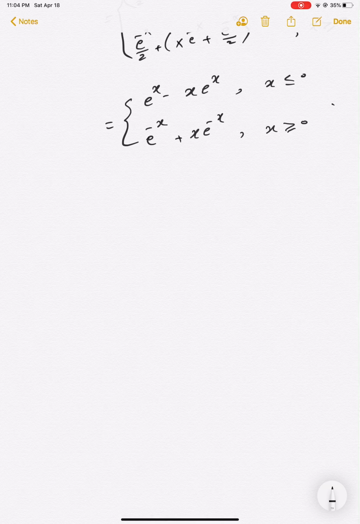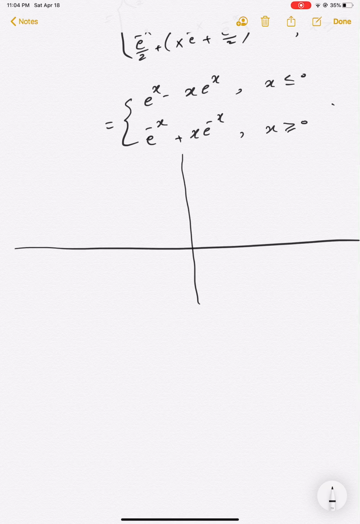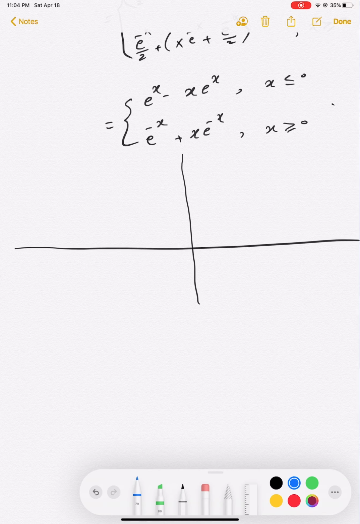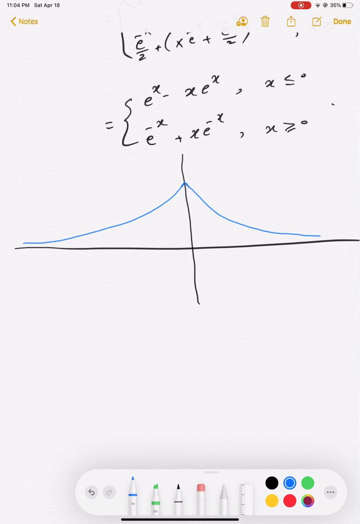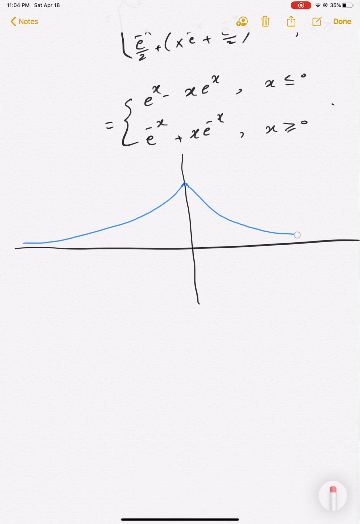The idea is, you draw the function e to the minus absolute value of x. One of them, you just draw the function itself. So this is the function e to the minus t. Okay. What about this?